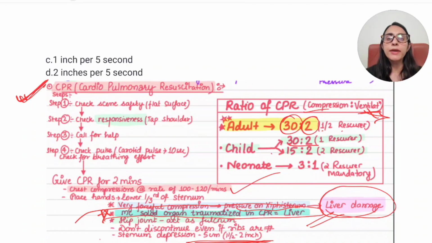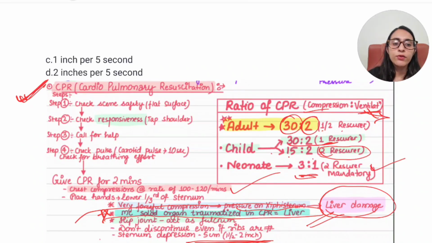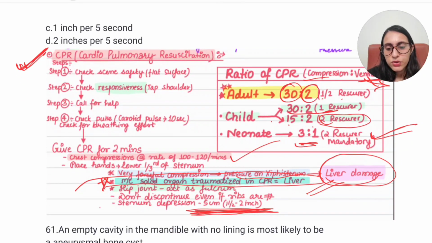For a child, it is 30:2, 30 times compression, 2 times ventilation. In the child, if the rescuer is 1, we give 30:2, but if the rescuers are 2, then we give 15:2. 15 times chest compression, 2 times breathing. And for the neonate, you have to make sure that there are 2 rescuers.